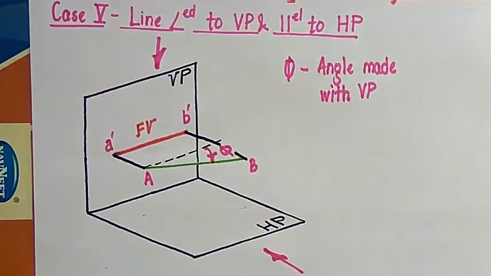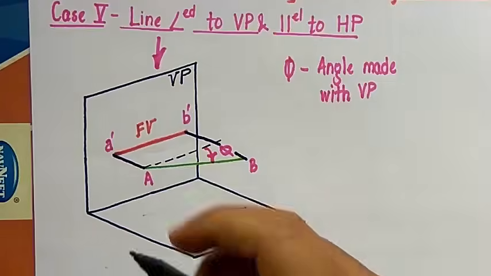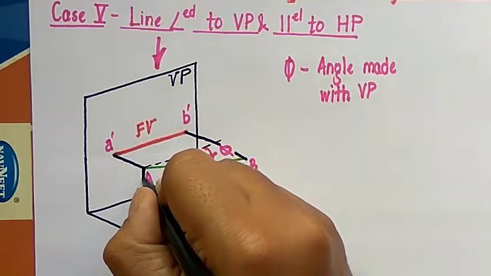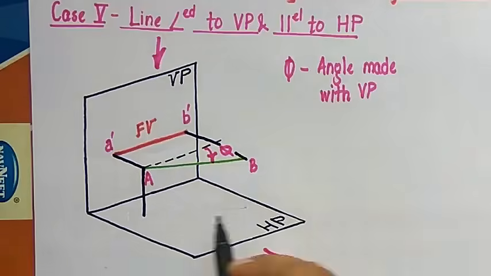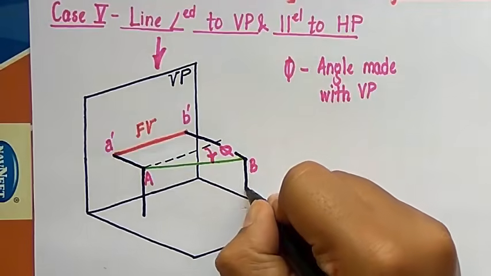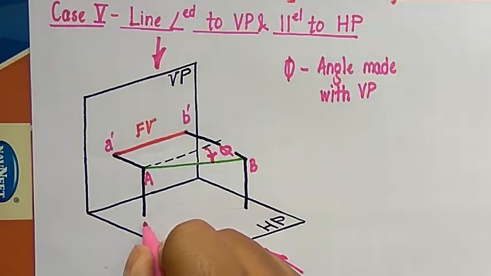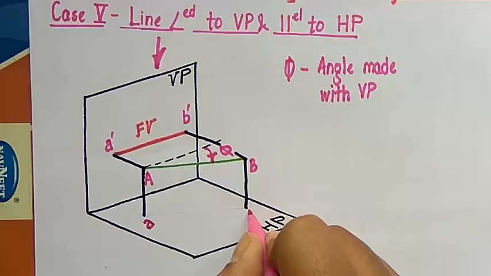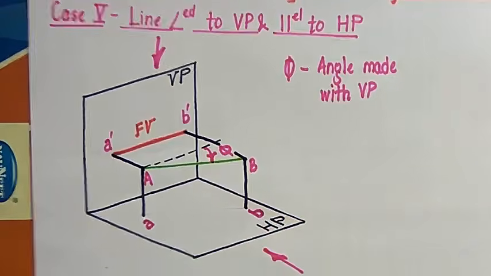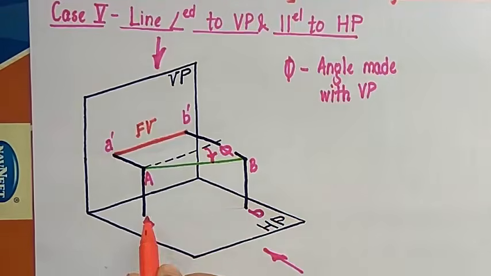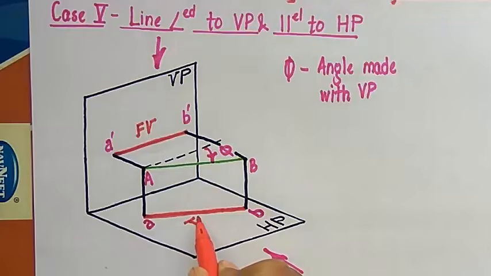Now similarly, we are going to look at this line from the top, and when I produce this line in the downward direction, it is going to intersect this horizontal plane somewhere here, and this is what you call the top view of endpoint A, and this is the top view of endpoint B, and when you join A with B, you'll have the top view.